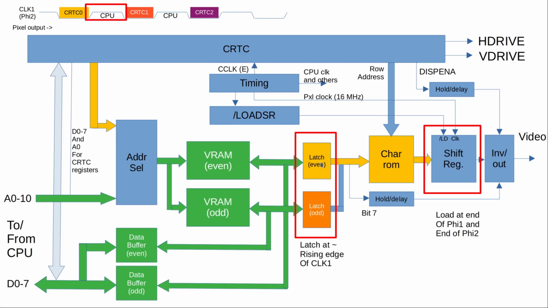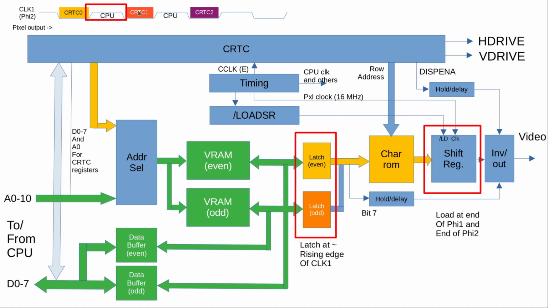output, and that's the even one, and this goes to the character ROM. Then after some delay caused by the character ROM, we have the information about the pixel data in front of the shift register. And this one is loaded at the end of phi 2 and the end of phi 1, and that is every time the clock here changes.